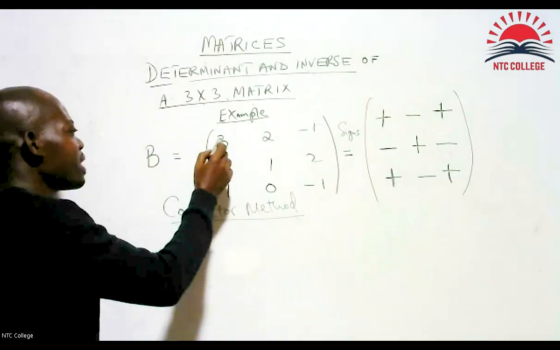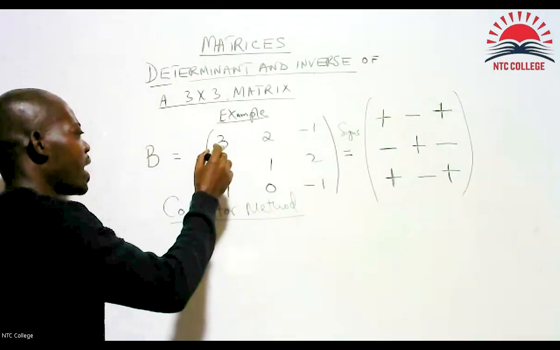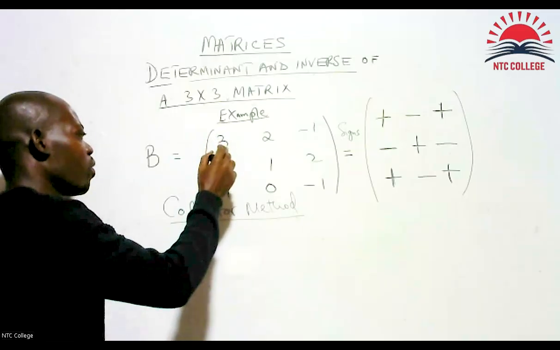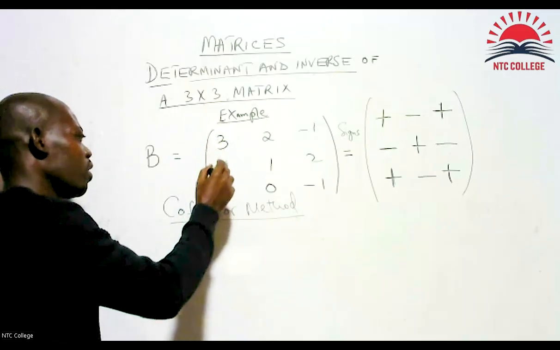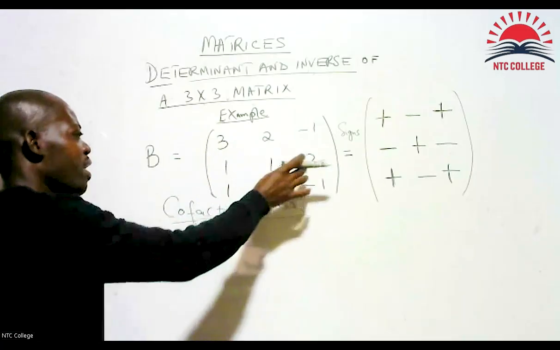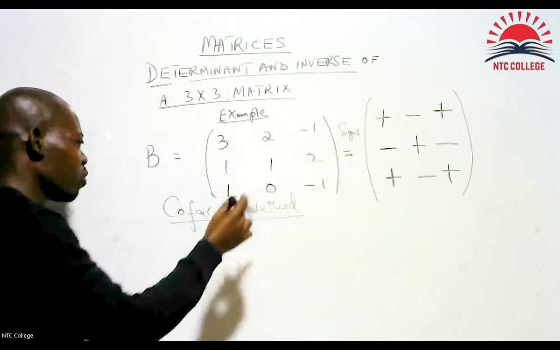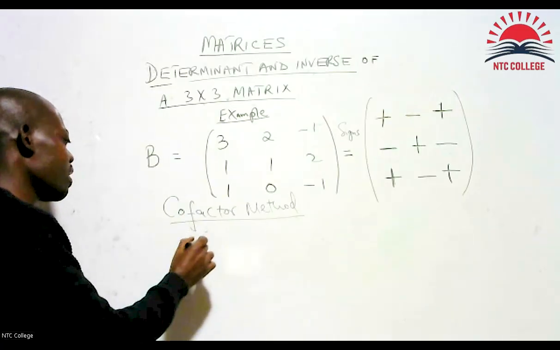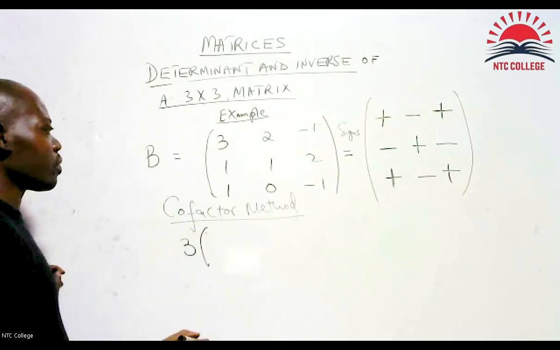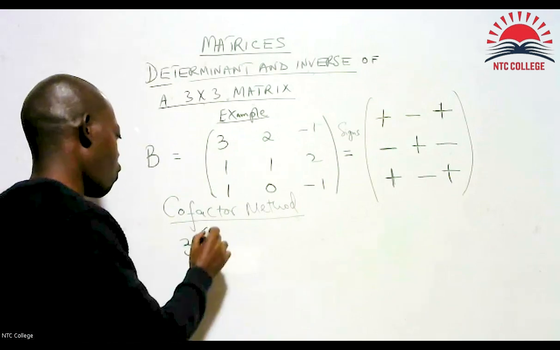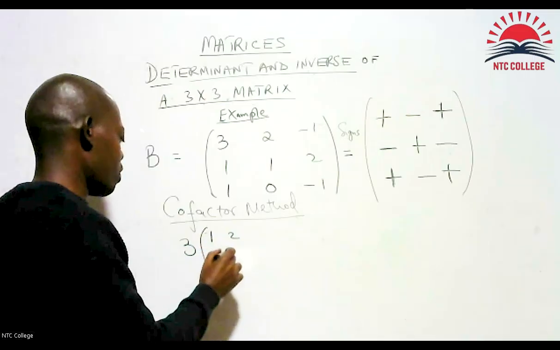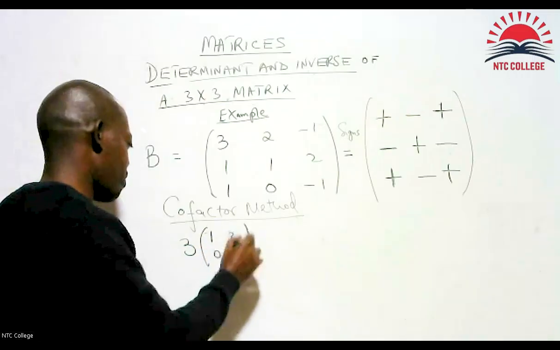So the first element is 3 in row 1. With element 3, you ignore its column and its row, and then you pick the remaining elements. Look at what we are doing. So that should give me 3 into the bracket 1, 2, 0, -1.